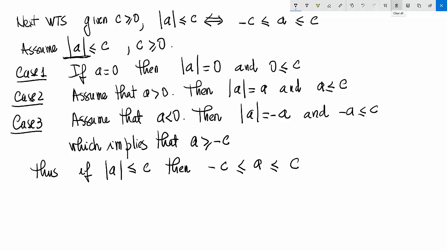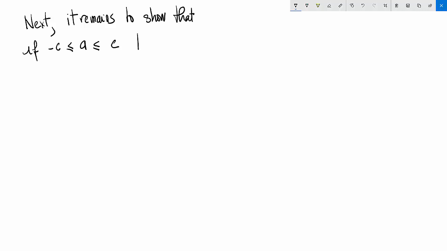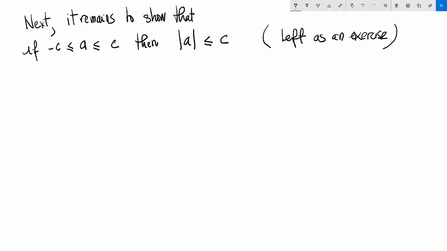Now it remains to prove the other way around. So next, it remains to show that if negative c is less than a, which is less than c, then the absolute value of a will be less or equal to c. And I will leave this as an exercise. This is left as an exercise. And essentially all you have to do here is rehash the previous technique, and you should be able to derive that.